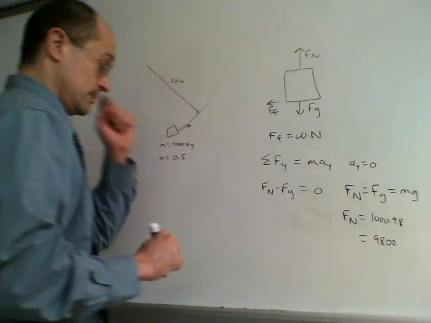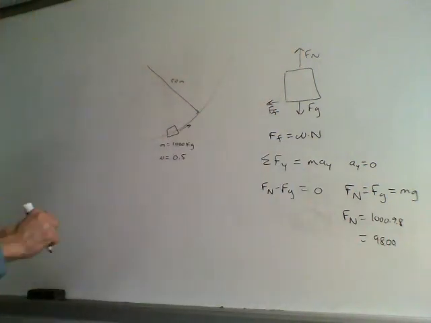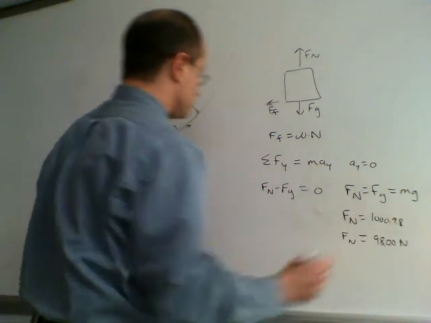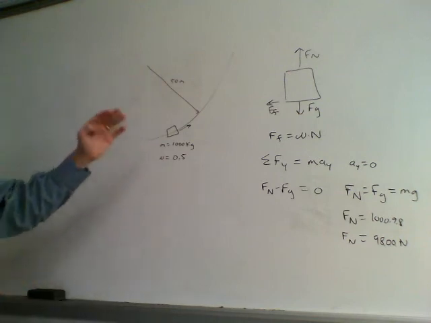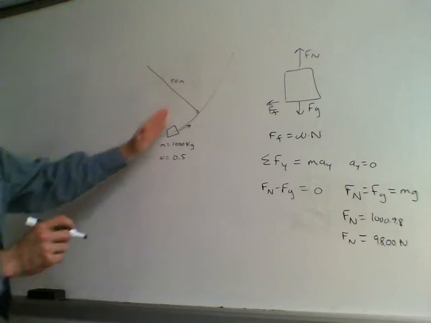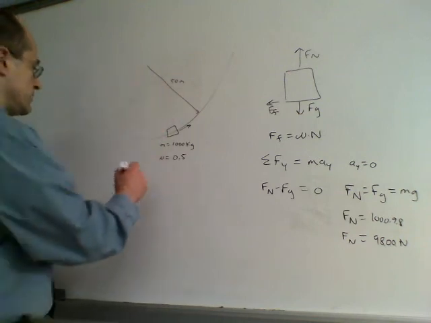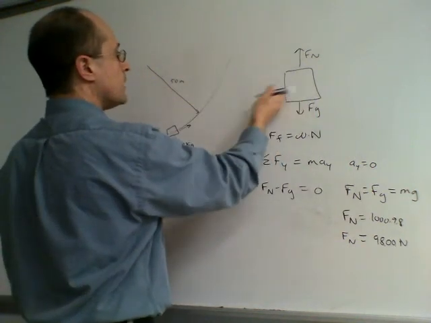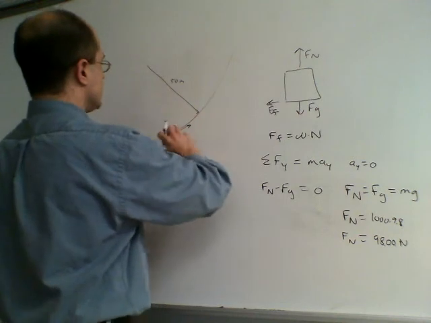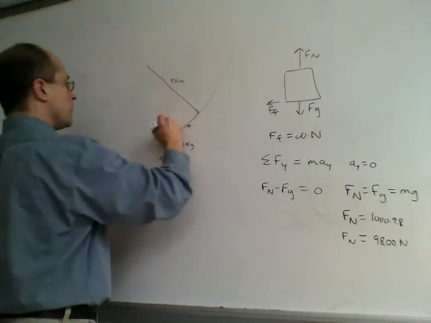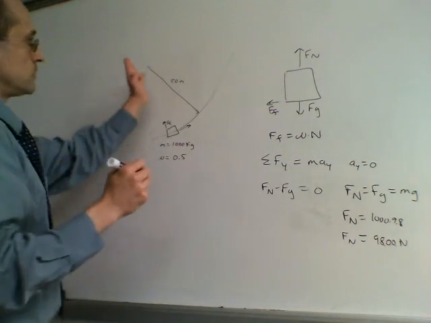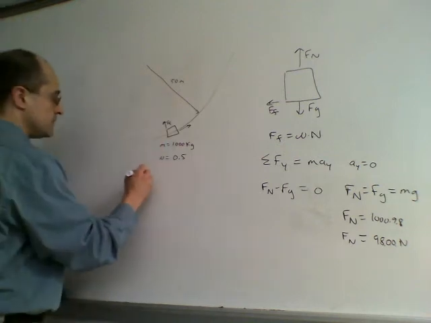Sorry, 9,800 newtons. So we have our normal force of 9,800 newtons, and we now want to look at how fast we can go around this turn. If we're calling this the y, what we would normally think of as the x is actually our radial. It points inward. The frictional force is going to point inwards towards the center of the curvature at all times.